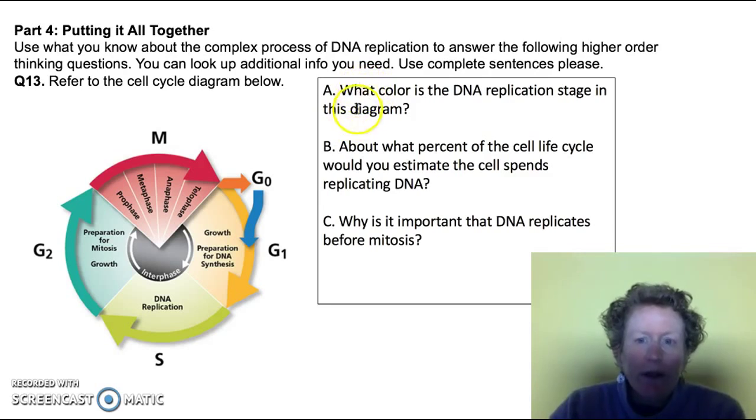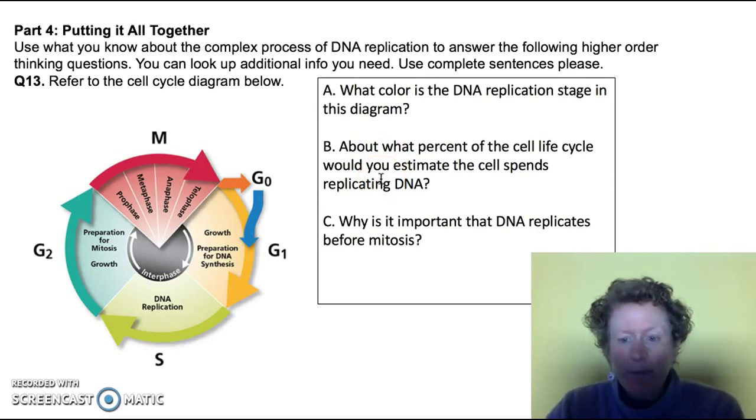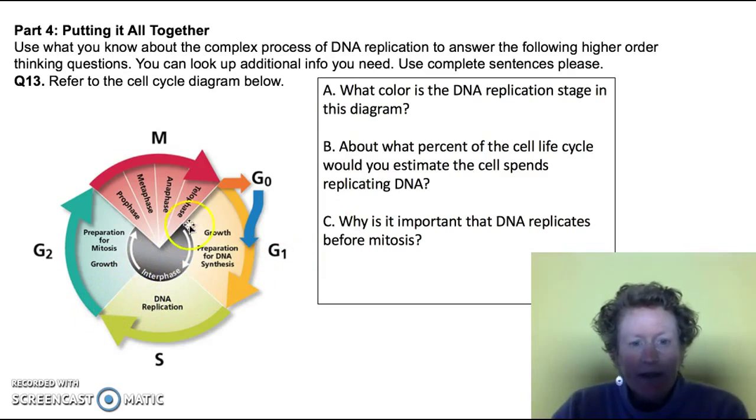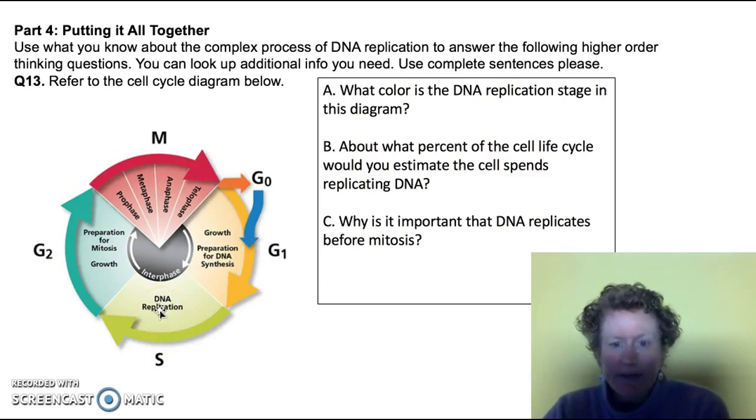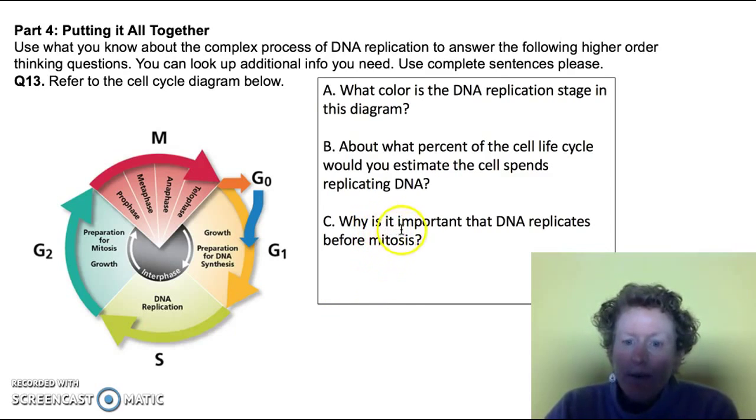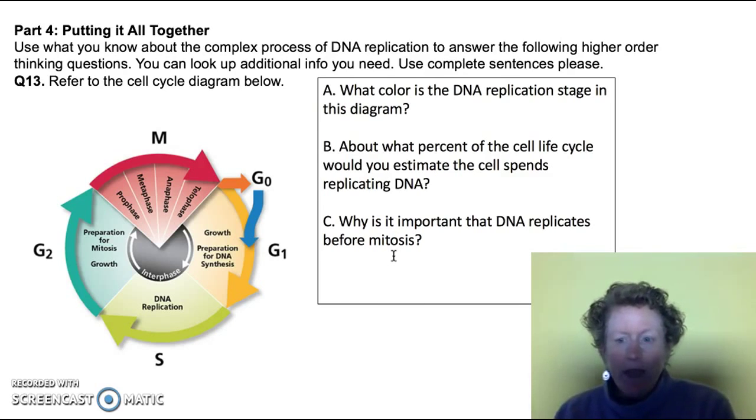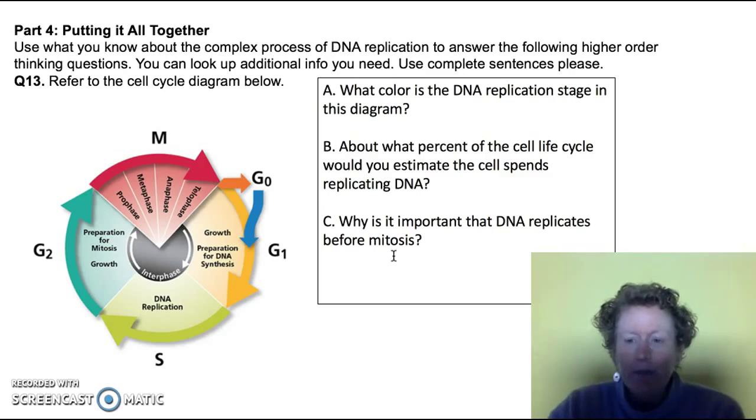So the question asks, what color is DNA replication? What color is the DNA replication stage? Well, it's right here. And about what percent of the cell life cycle does the cell spend replicating its DNA? Well, if you kind of slice this up as a pie, there are 4 pieces, and DNA replication is one of the 4 pieces. Why is it important that DNA replicates before mitosis? Well, if you're going to make a new cell, that cell needs a full copy of all the DNA to be a new cell.